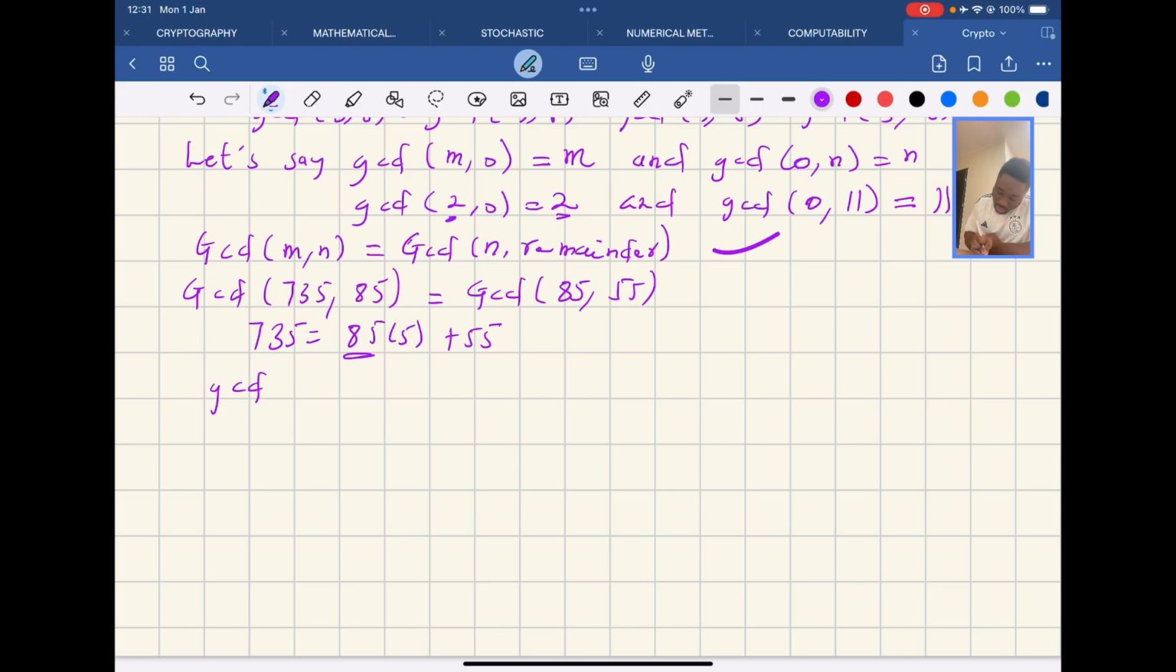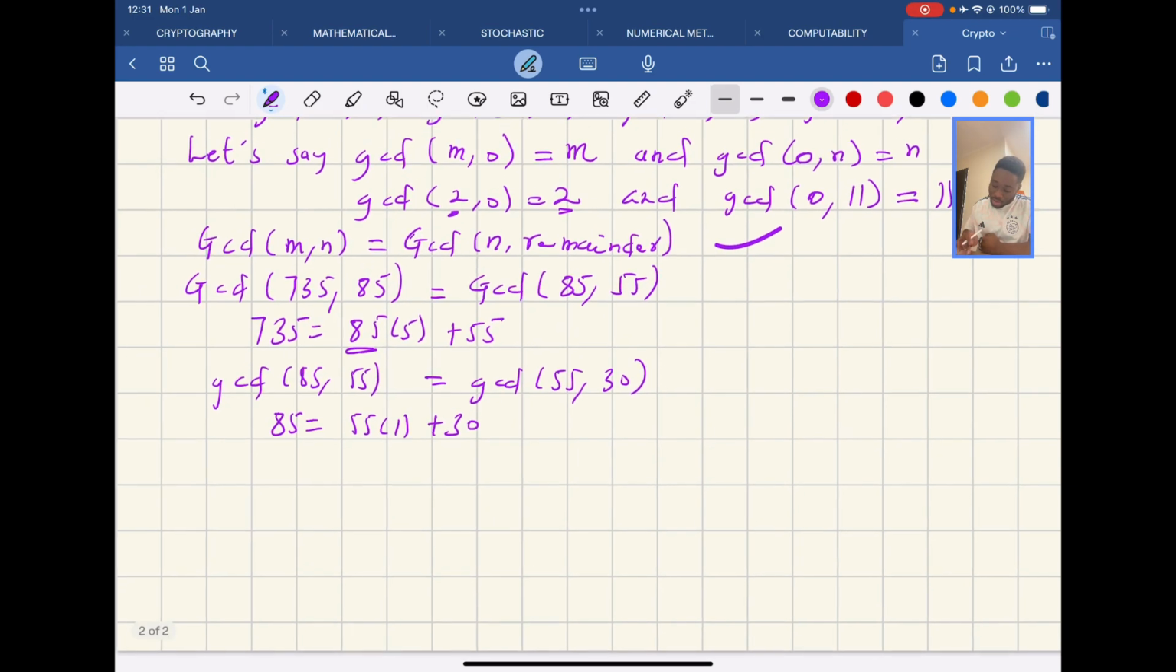We have the GCD of 85 and 55, and you can go through the process again. Now this is the same as when you have 85: 85 has a quotient of 55, multiplying 1, plus a remainder of 30. So the GCD of 85 and 55 is the same as the GCD of 55 and 30.